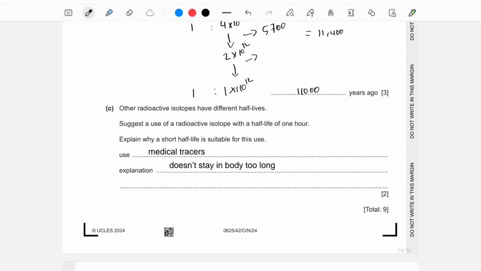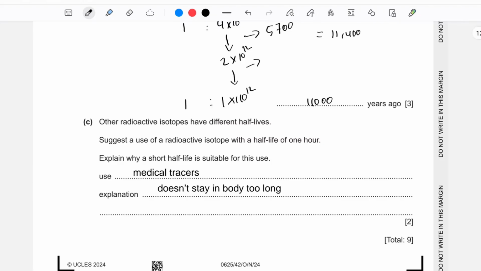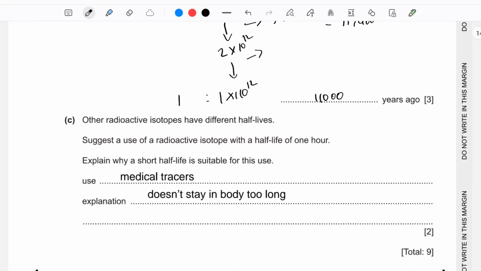Other radioactive isotopes have different half-lives. Suggest the use of a radioactive isotope with a half-life of 1 hour. Explain why a short half-life is suitable for this use. Radioactive isotopes can be used as a medical tracer, and the explanation is it does not stay in the body for too long.